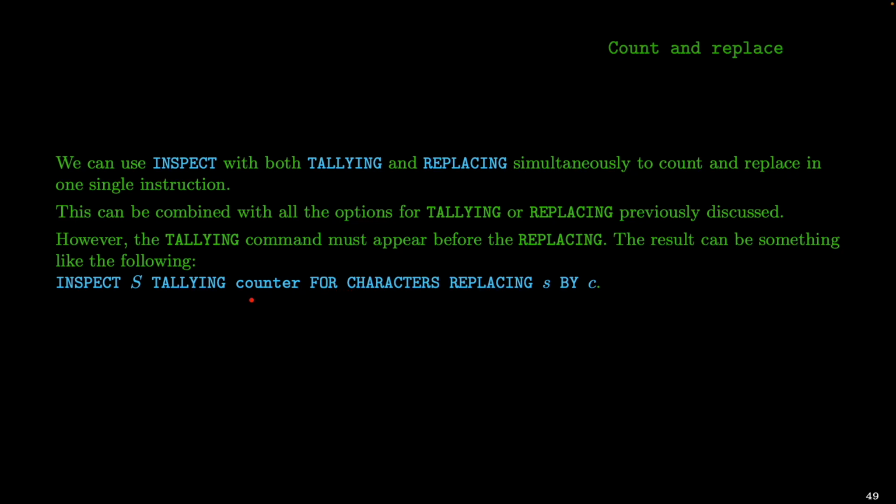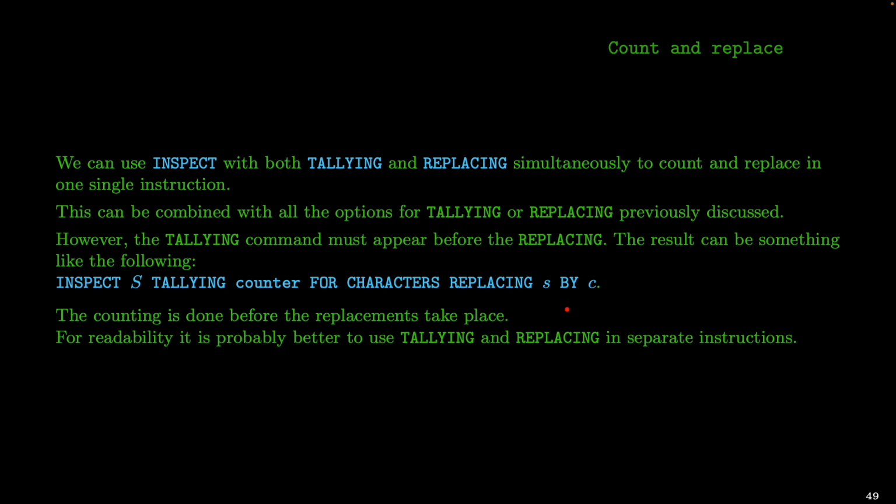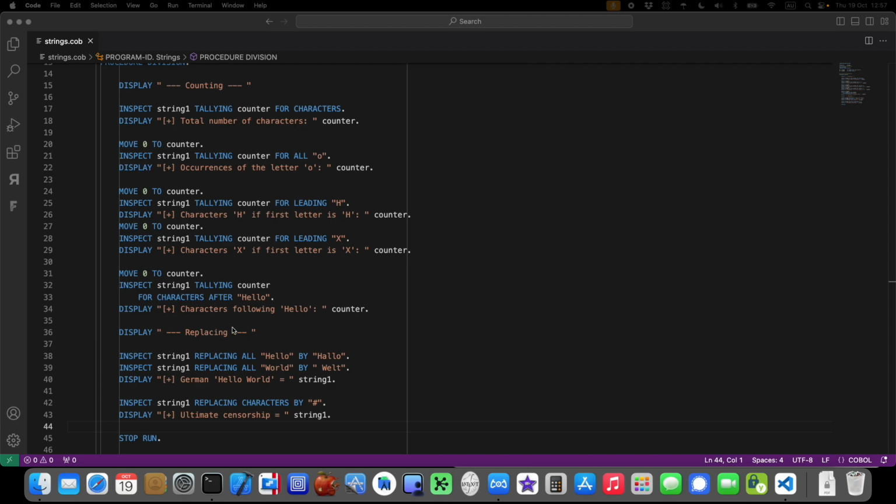So we count all the characters in S and replace a substring lowercase s by a substring C. The counting is done before we make the replacements, but it shouldn't make a difference because S and C must have the same number of characters anyway. But for readability, it is probably better to separate tallying and replacing instructions in separate commands. So already this gets a bit long, and if you use some of the additional options, I think it gets rather confusing.